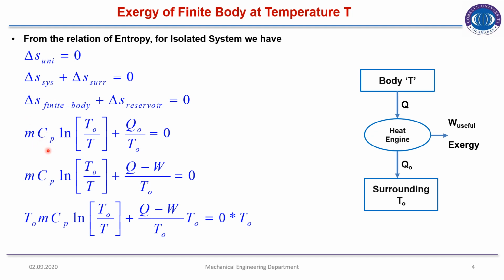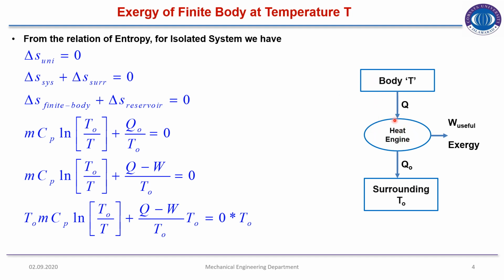Now here we have a relation for the change of entropy of the finite body. Here is a body that is initially at a temperature of T. As I have already told you, that is a characteristic of a body. When heat is rejected from a body, the temperature of the body will reduce. And this is a finite body, so when heat is rejected from the body, its temperature will reduce, and when heat is added to the finite body, its temperature will increase.